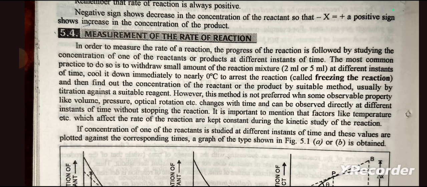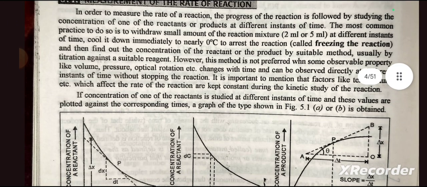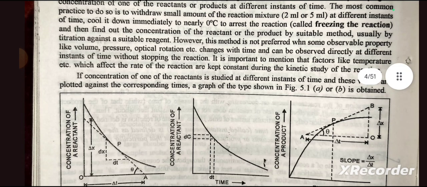5.4 Measurement of the rate of reaction. In order to measure the rate of reaction, the progress of the reaction is followed by studying the concentration of one of the reactants or products at different instants of time. The most common practice to do so is to withdraw a small amount of the reaction mixture, 2 ml or 5 ml, at different instants of time, cool it down immediately to nearly 0 degrees Celsius to arrest the reaction, called freezing the reaction, and then find out the concentration of the reactant or the product by a suitable method, usually by titration against a suitable reagent.